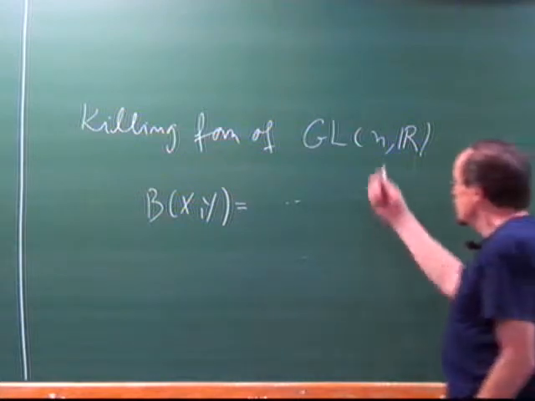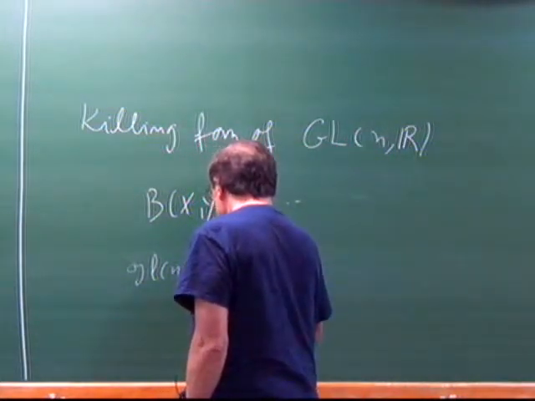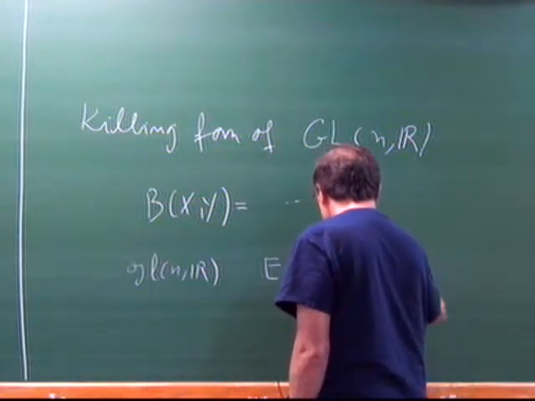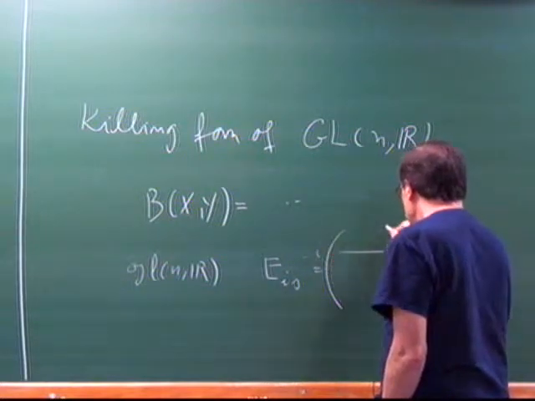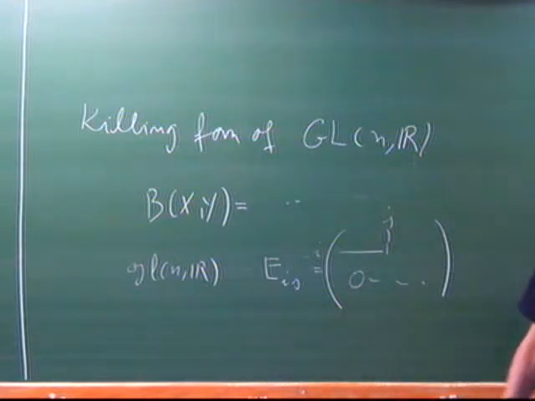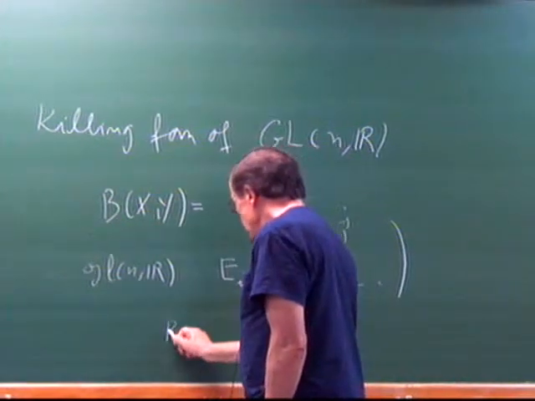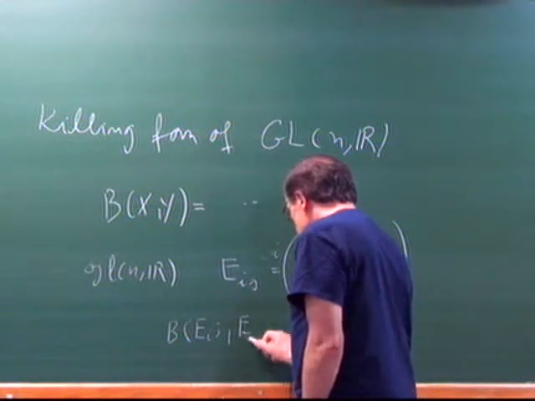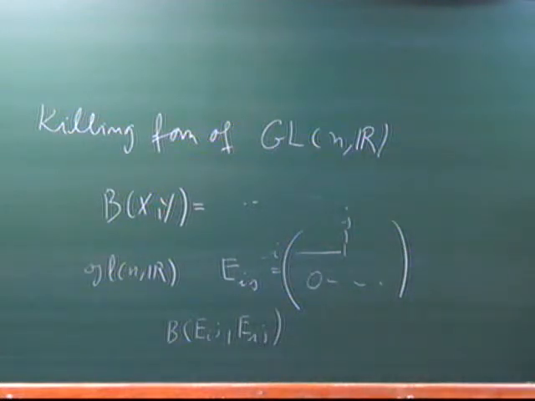So certainly a nice basis of the Lie algebra are the matrices that I would call E_ij, with a 1 in the ijth place and everything else 0. That's the basis of the Lie algebra. And then I want to compute B(E_ij, E_ij), since it's a symmetric form, it's sufficient to compute that.